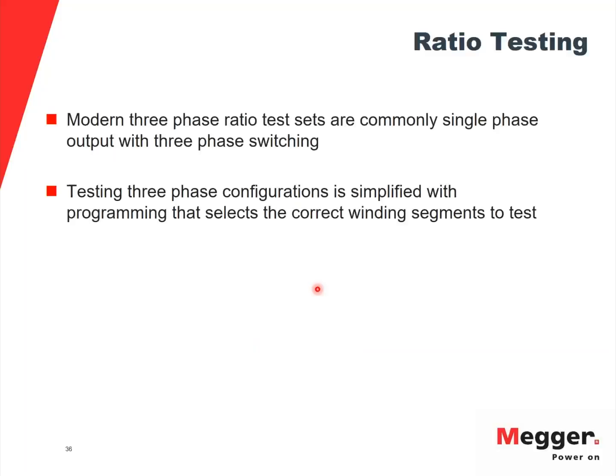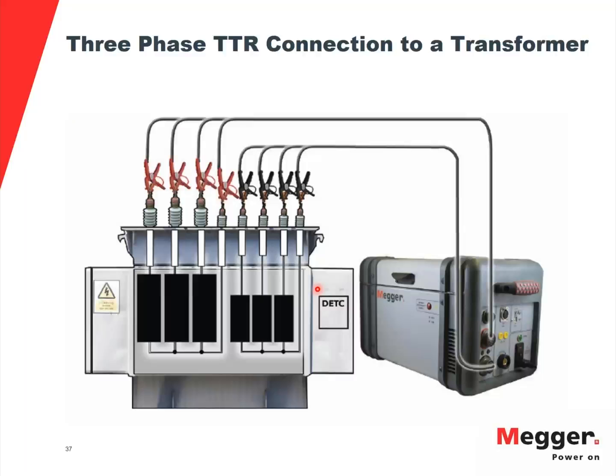As I mentioned, most modern three-phase ratio test units perform the test one phase at a time and then do the automatic switching. Because everything is automated, you enter the nameplate information, and it makes the testing go really smooth, fast and efficient. This is how you would connect the leads. As you can see, there are a total of 8 leads coming out of the test instrument, and those go to the primary and the secondary bushings. Then you perform the test on all the possible tap combinations of the de-energized tap changer as well as the on-load tap changer.